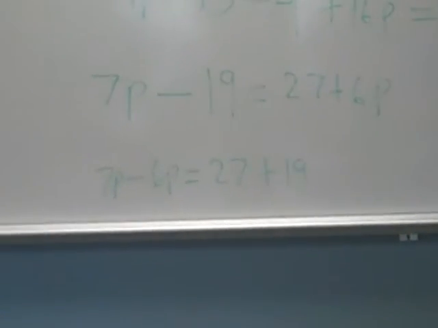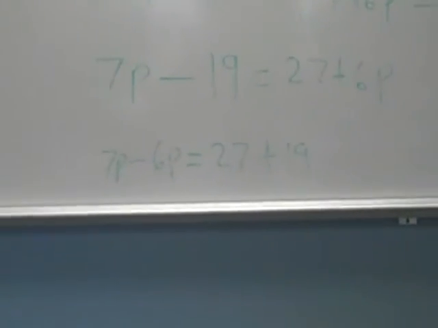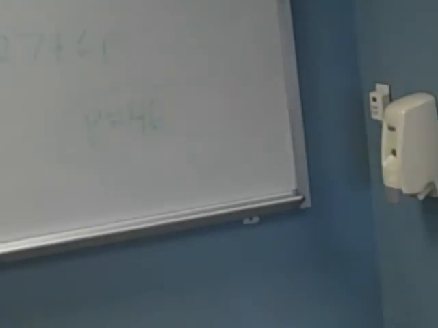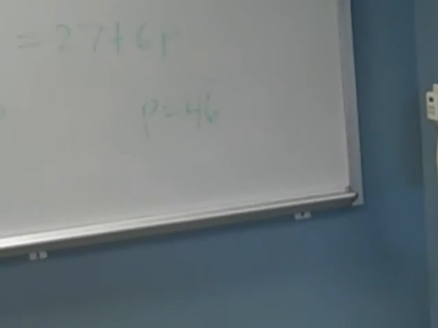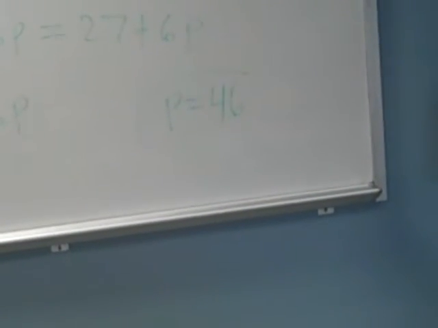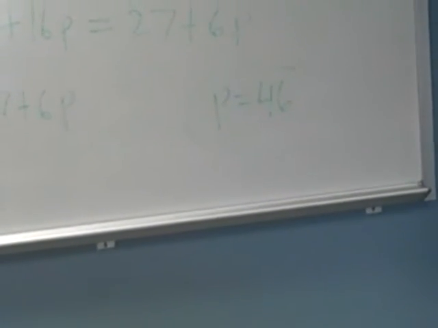Now 7p minus 6p is 1p. So that's just p itself, equals. And then 27 plus 19 is 46. So my final answer is 46. So that was the rather interesting number 14.